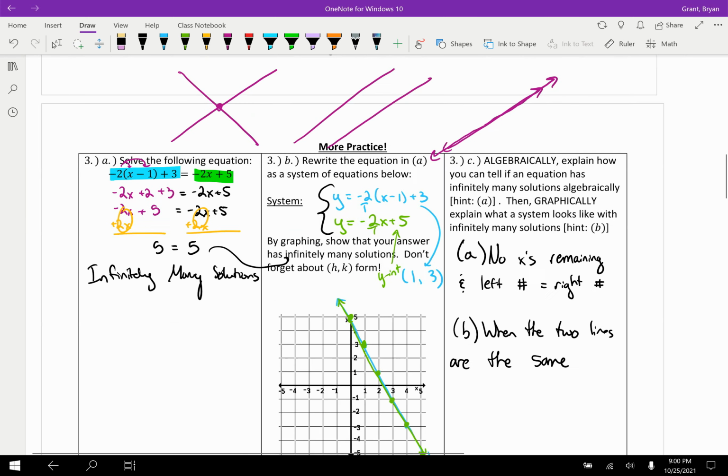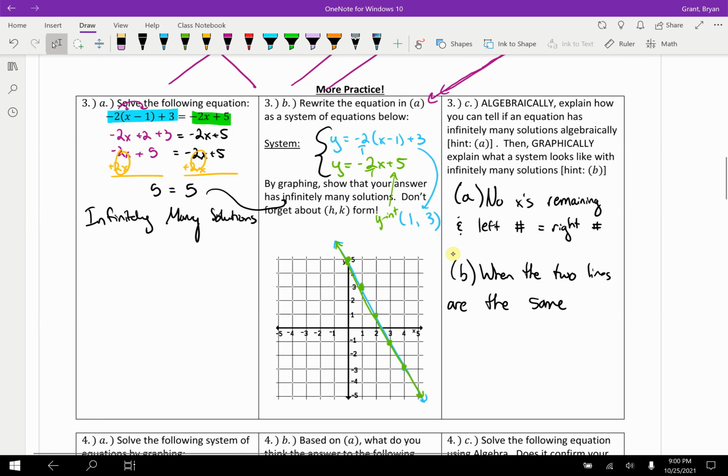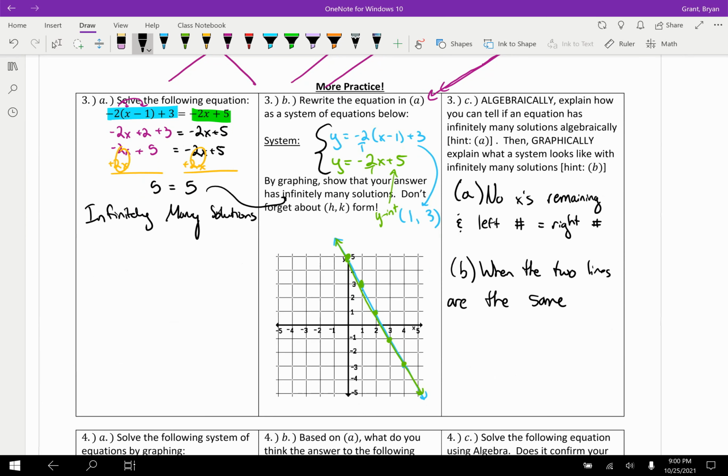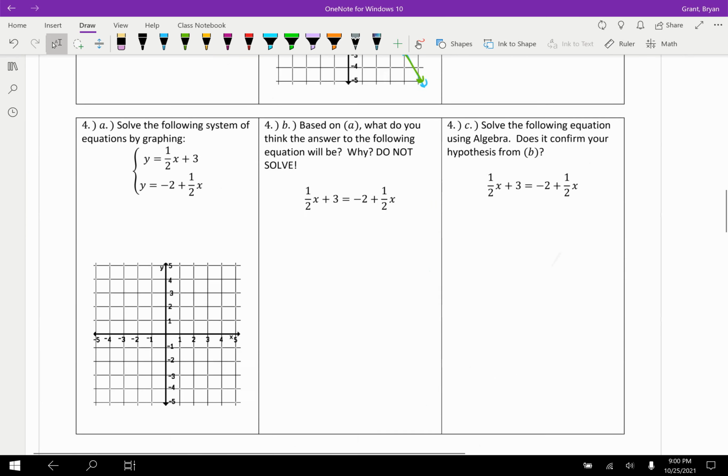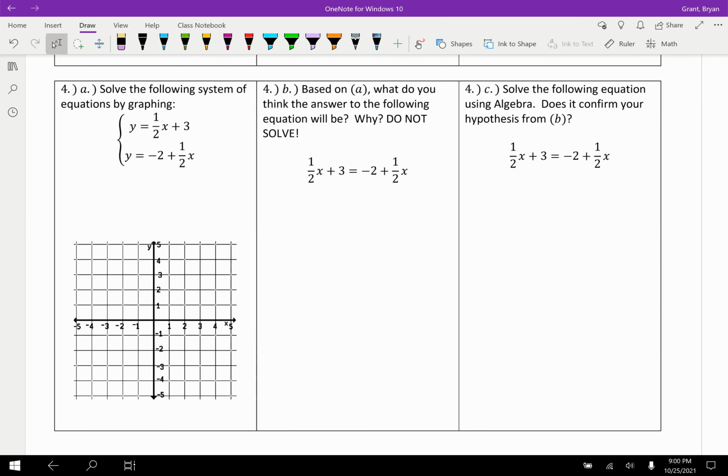All right, so we just talked infinitely many solutions and saw 2 ways to see that, algebraically and graphically. Let's go ahead and try one more before we conclude today with a couple practice problems. Solve the following system of equations by graphing. For B, based on our answer to A, what do you think the answer to this will be? Don't solve. And then for C, actually solve, and let's see if it matches part B.